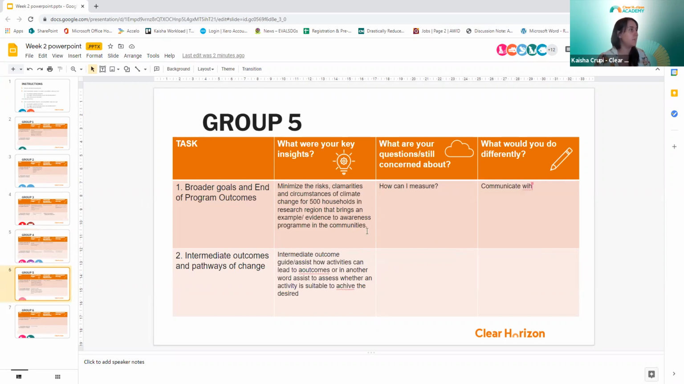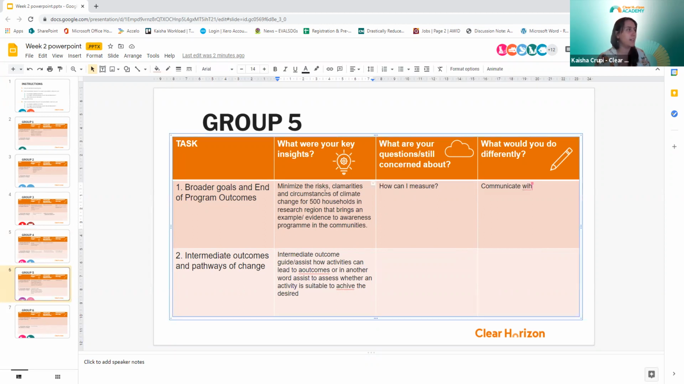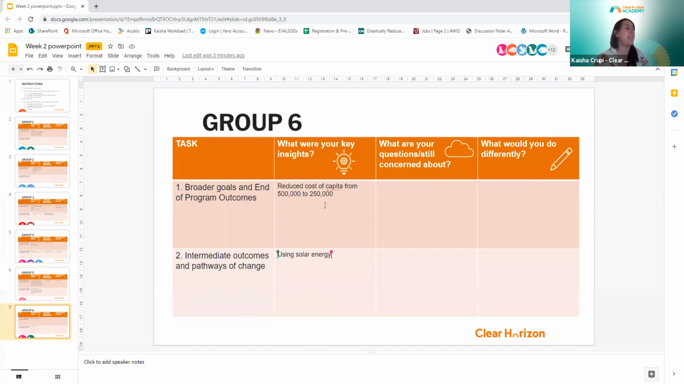Minimizing risks, yes. So I think this is more just about specifics of the Castlemaine example. Everyone wants to know how to measure, which is great, and good to know that we'll come to it as well. And then the last group is just a key insight in terms of the actual activity itself in terms of the Castlemaine 500 example.